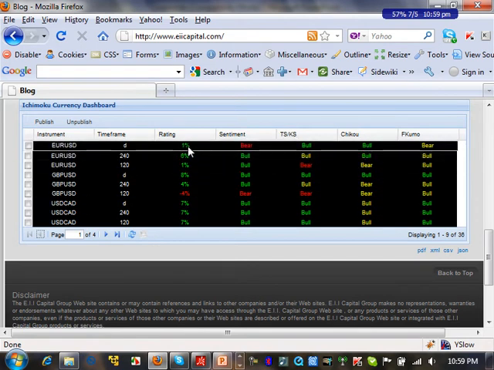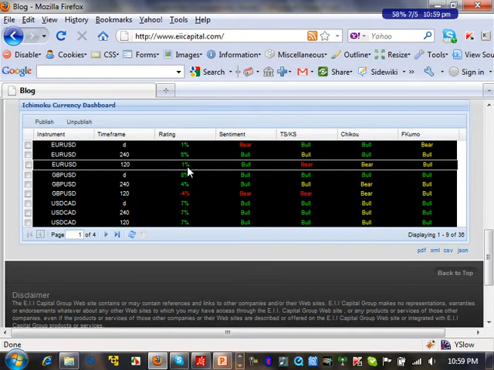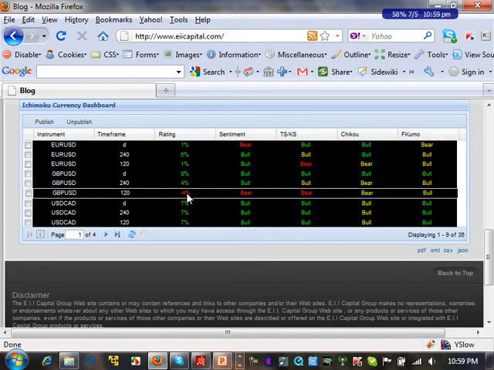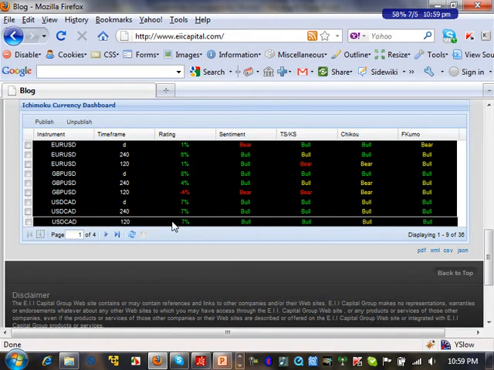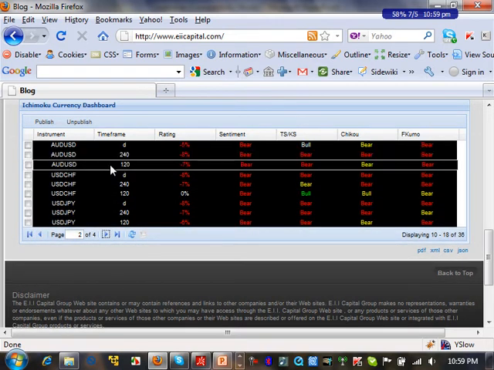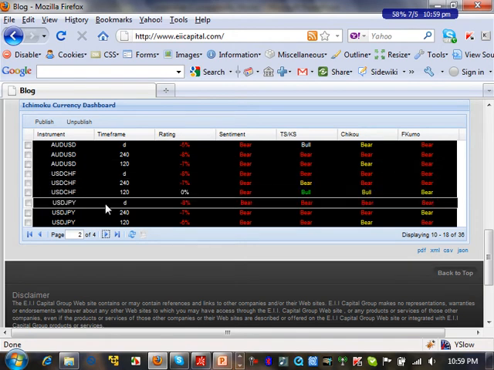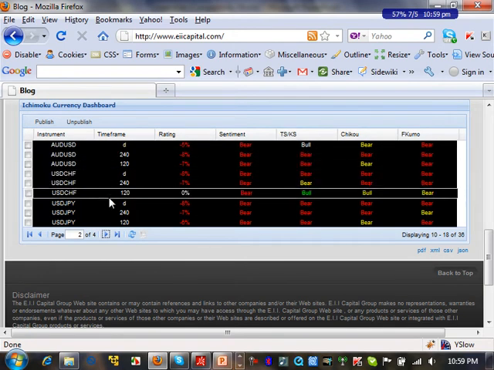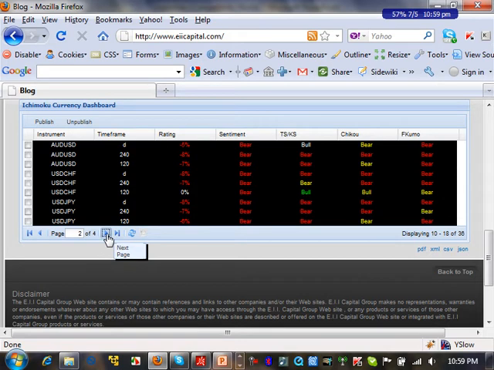Look at Euro USD, there's conflict there, there's not really anything there. Pound USD, there's nothing really there. USD CAD, there's opportunities there on the bullish side. Australian USD, there's opportunities on the bullish side. Bearish side: USD Yen, there's opportunities on the bearish side.